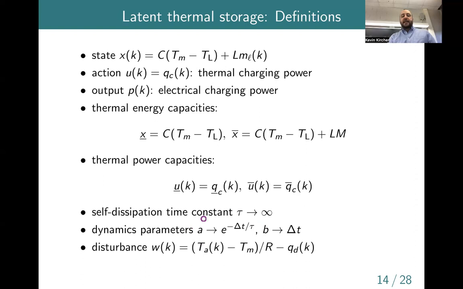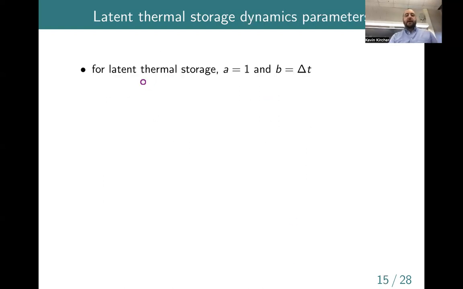So there is no self-dissipation time constant in this model, or rather the time constant goes to infinity. And that means that the dynamics parameters here, this is a typo and I will fix this, but A goes to 1 and B goes to delta T. I'll show where that comes from in a sec. Again, we have a disturbance term in this model that looks pretty similar to the previous two. Okay, so these are the correct versions of A and B. If you want, you can correct the previous slides. I'll put up a corrected version later today, probably.